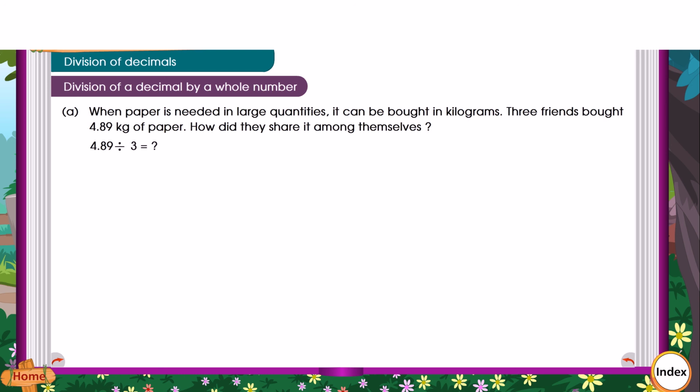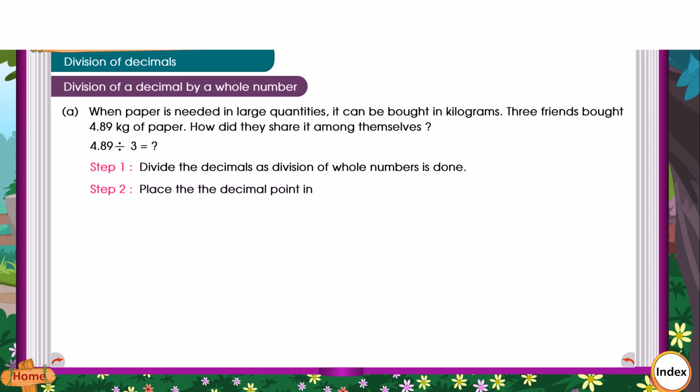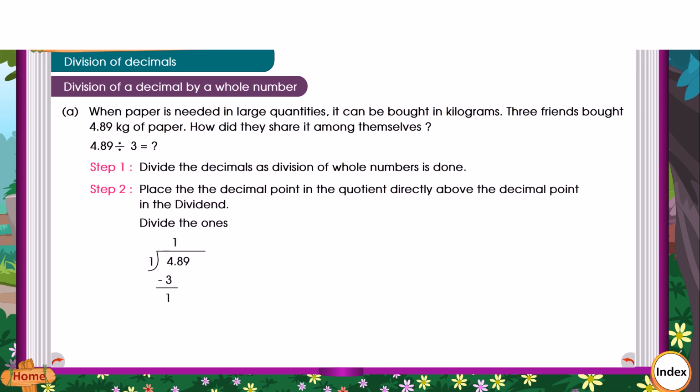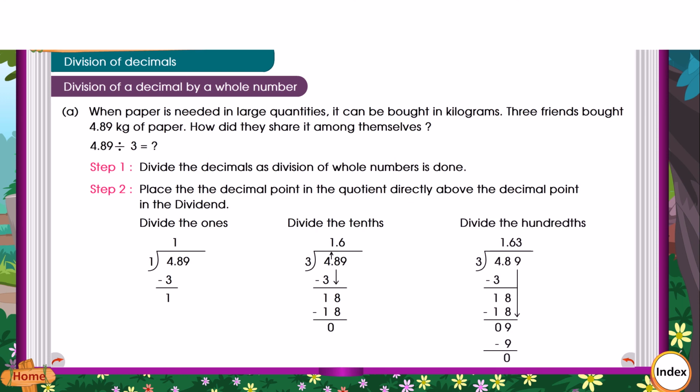Step 1. Divide the decimals as division of whole numbers is done. Step 2. Place the decimal point in the quotient directly above the decimal point in the dividend. Divide the ones. Divide the tens. Divide the hundredths. 4.89 divided by 3 is equal to 1.63. Answer: each friend gets 1.63 kg of paper.